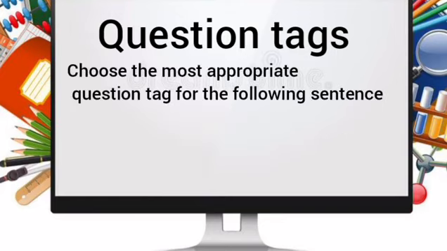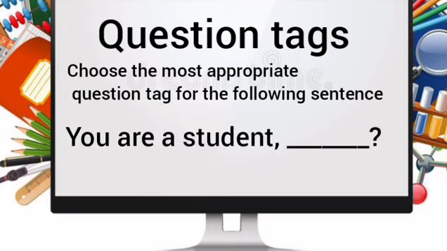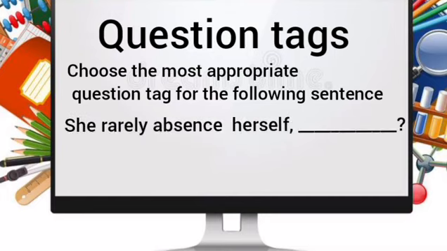The question can be asked like, choose the most appropriate question tag for the following sentence, right? First sentence, let me tell you: you are a student. Four options will be given, so you have to find the answer. What is the answer for this? Aren't you? One more question. She rarely absents herself. So this is a negative sentence. So what do you have to do? You have to write the answer in the positive, right? Four options will be given. The answer will be does she.